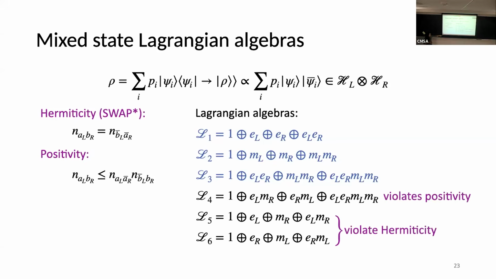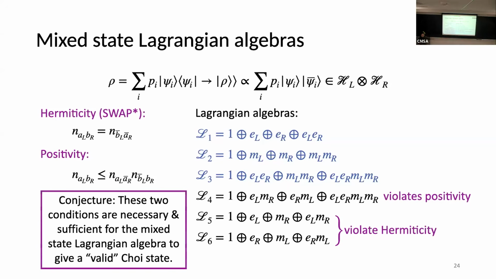And you can see that these bottom 2 violate hermiticity because they're not invariant under swap star. Swap star will take E left to E right. But you see that there's no E right in L5. L4, of course, is more subtle. E left, M right comes with E right, M left, so it is swap star symmetric. However, you can check that it violates this positivity condition, because what this positivity condition does is bound the off-diagonal terms by the diagonal terms. And here you don't have an E left, E right. You don't have M left, M right. So the right-hand side here is actually 0, but the left-hand side is 1. So it violates the positivity condition.